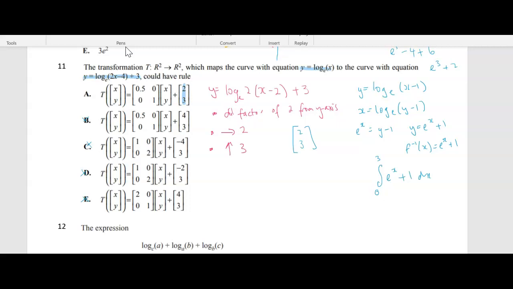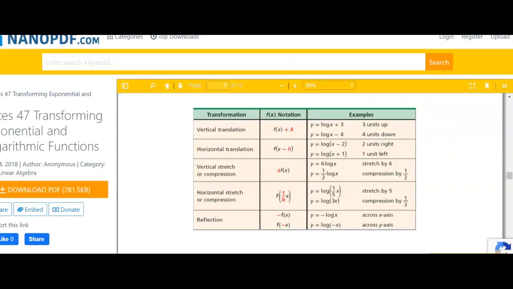Just before we do that, I'm looking at the dilation factor here, which is 0.5. I couldn't see transformations of logs or exponentials in your textbook, but I did find it on the internet. Just with the dilation, I do remember doing it with some functions. I can't remember which ones, I just couldn't find it in the textbook.